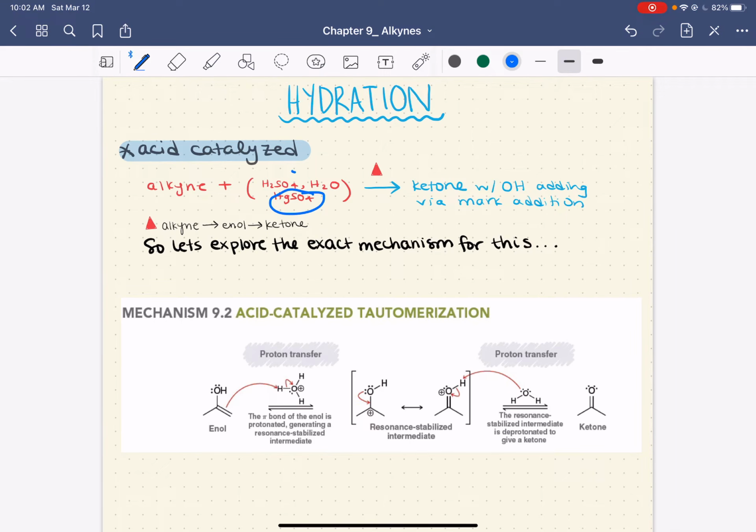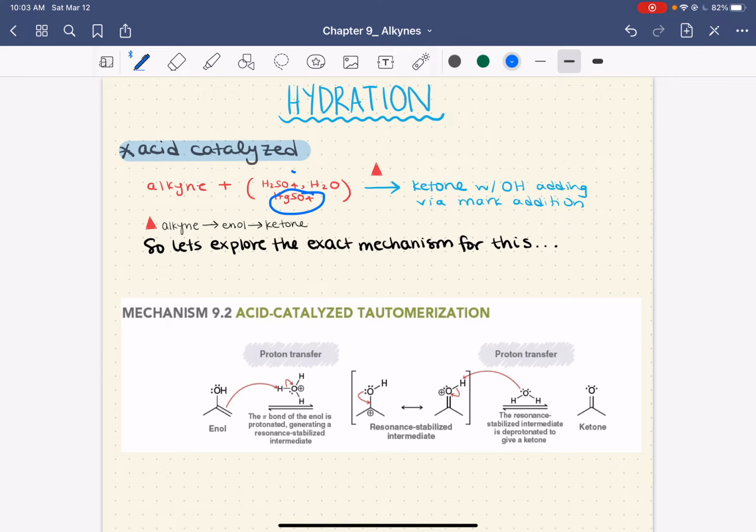All right, this enol cannot be isolated under acidic conditions because it's going to rapidly convert into a ketone. Now, what is this mechanism that takes us from an enol to a ketone? Well, it's an acid-catalyzed tautomerization, and this is important and will reappear. So now, acid-catalyzed conversion of an enol to a ketone occurs through 2 steps. We're going to look at these 2 steps in the mechanism.